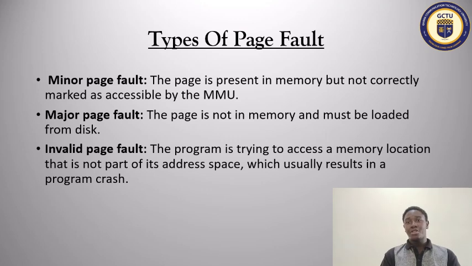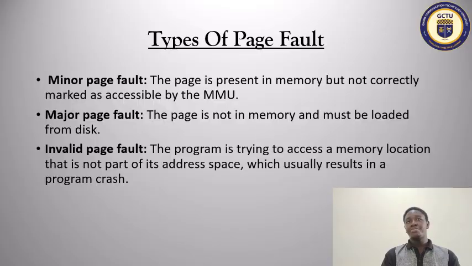So we have types of page faults: the minor, the major, and the invalid. With the minor, the page is present in memory but not currently marked as accessible by the MMU. With the major page fault, the page is not in memory and must be loaded from disk. And with the invalid, the program is trying to access a memory location that is not part of its address space, which usually results in a program crash.